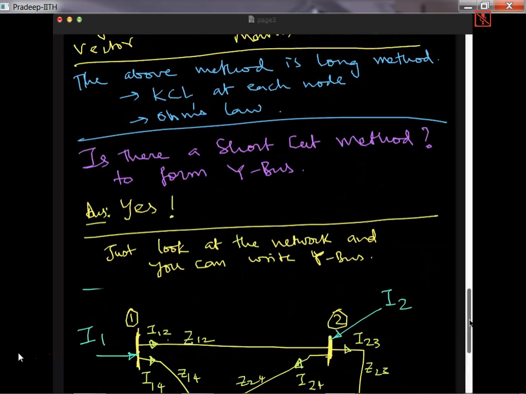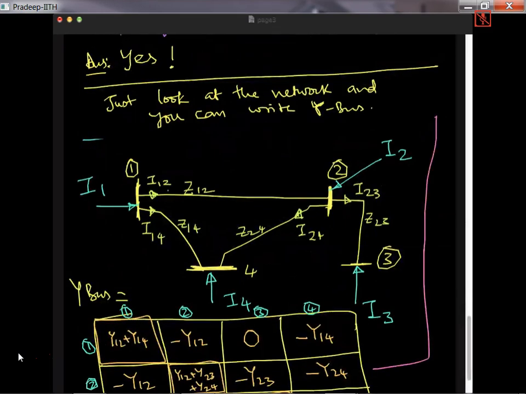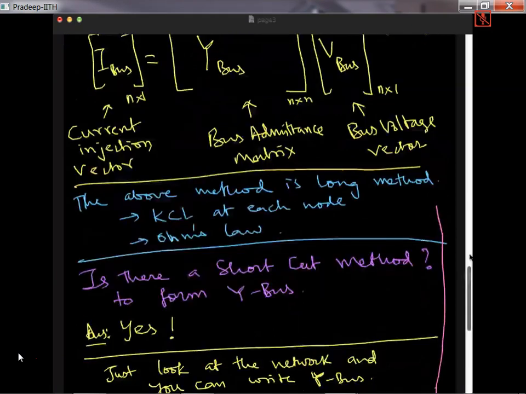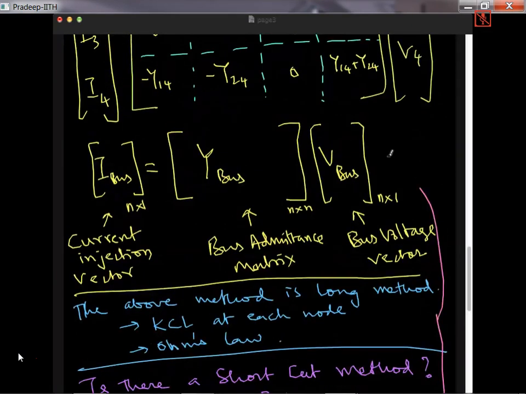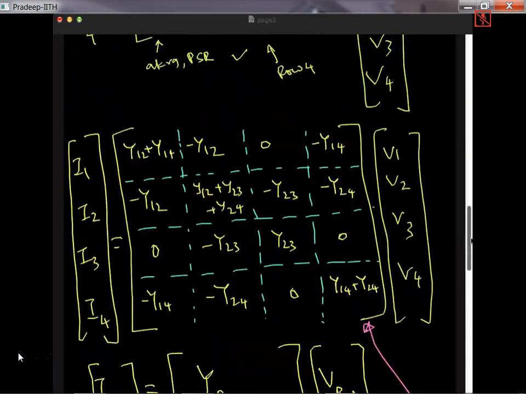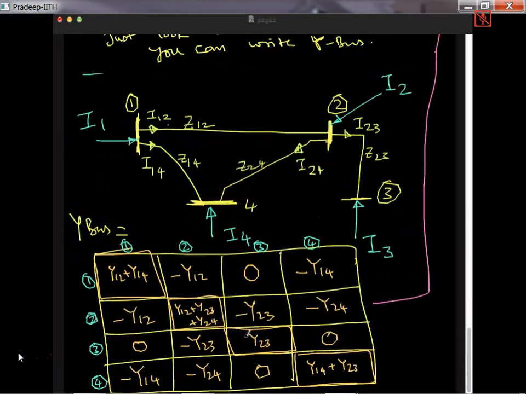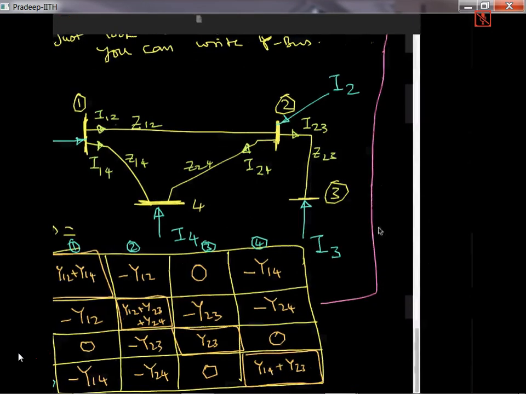So this is the shortcut method. This Y bus and this Y bus are exactly the same. Whatever we have here, the same data we'll have here also. So this is the shortcut way of drawing the Y bus. Just look at the network and you can write it. Any doubts about this?